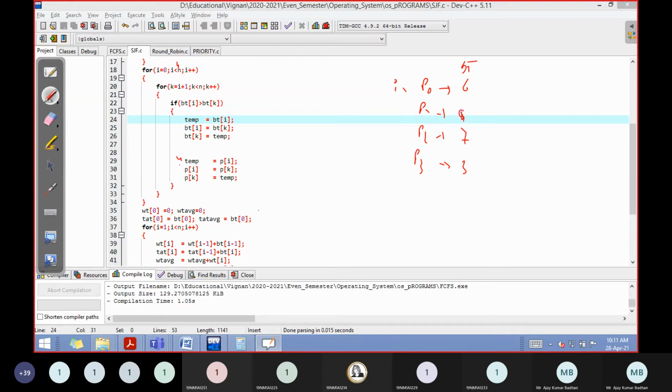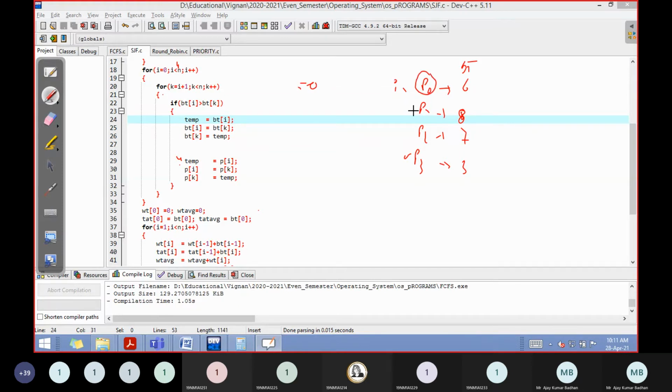Based upon our analysis, on common sense and intelligence, we can say the process P3 has the smallest burst time. But what about the other processes? The computer might not be knowing it, so we need to program it. For that, we have written this particular logic, for k equal to i plus 1. Initially i will start with 0. 0 means the first process.